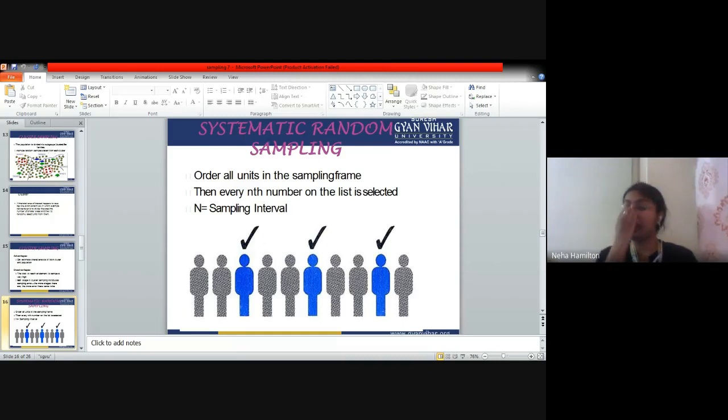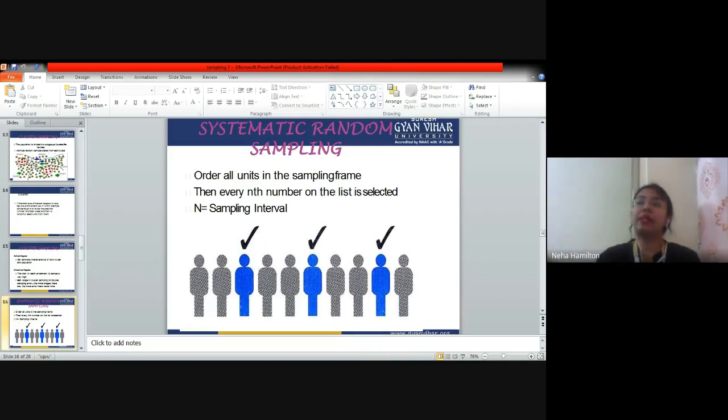Here, if you see very carefully in the slide, the nth number is the third person. Third person means I selected first, second, third. Then I selected fourth, fifth, sixth. Then I selected seventh, eighth, ninth individual, right? So this is how the pattern goes. I'm selecting every third individual.